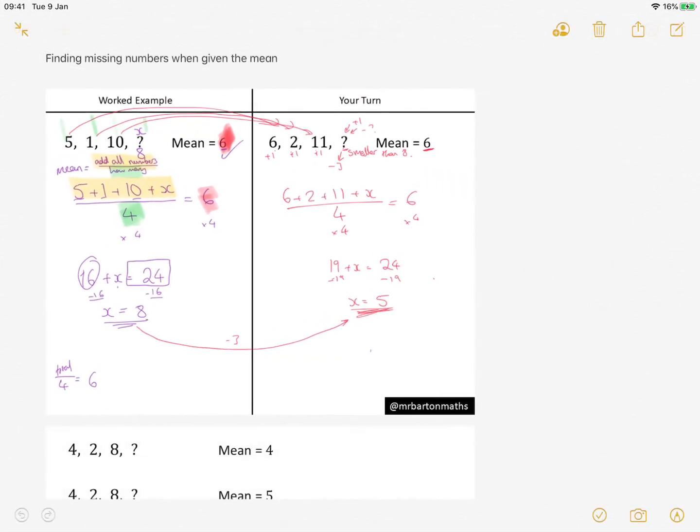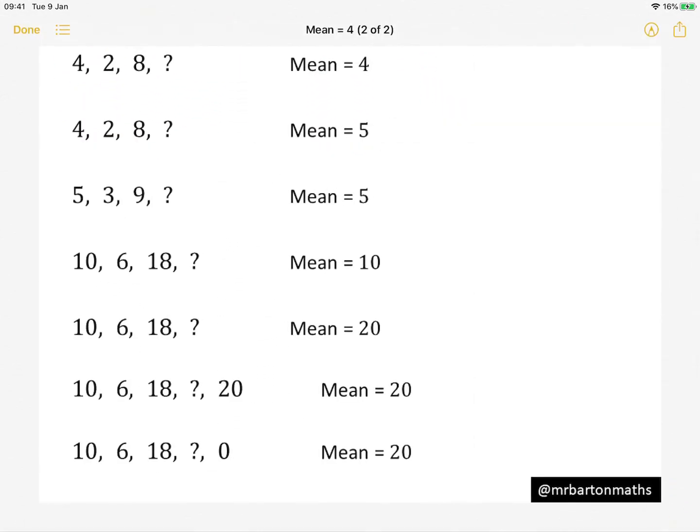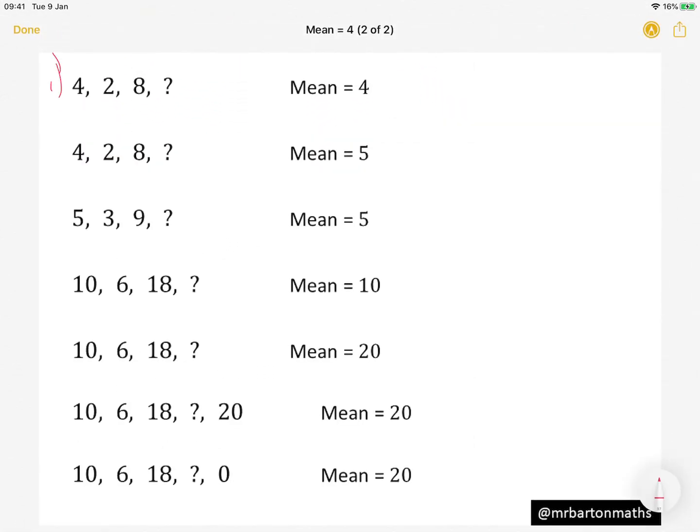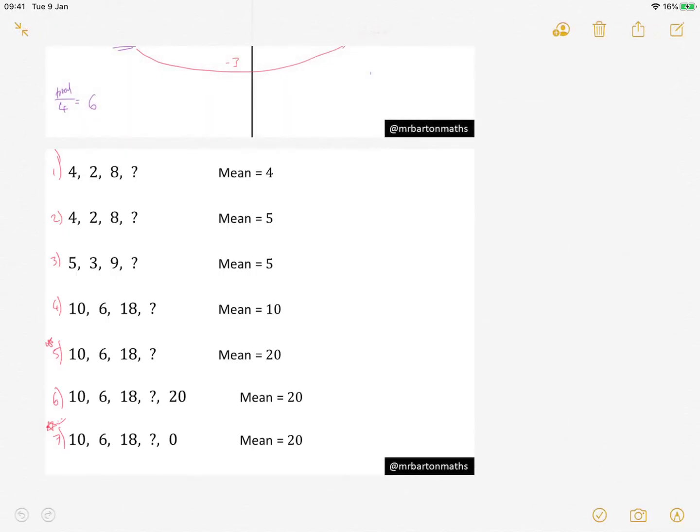What we're going to do now is some reflect, expect, check. So this is question 1, 2. As a minimum expectation, I'd like you to get up to number 5. If you want to extend yourself further, then go on to a little star there or a smiley face. If you want to extend yourself, then do all the questions.